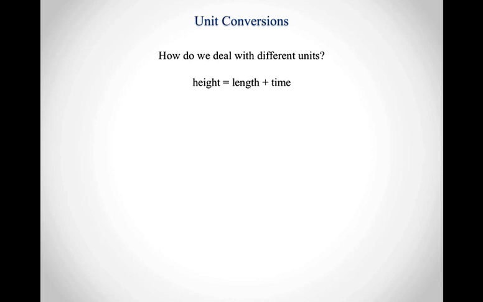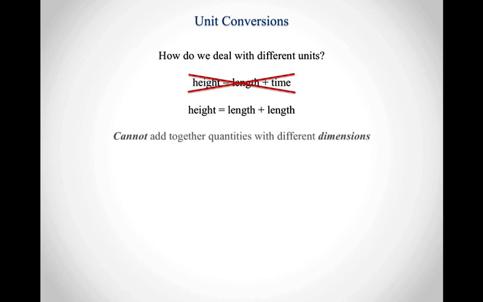let's say that I told you that my height was 5 feet 10 seconds. And the first thing you would do is say that makes no sense whatsoever, mostly because I'm trying to add together things that have two different dimensions. That just doesn't make any sense. So one of the things to be careful about is when we add things together, I need to make sure that they have the same dimension. So you cannot add together quantities with different dimensions, right? So 5 feet 10 seconds doesn't make any sense.